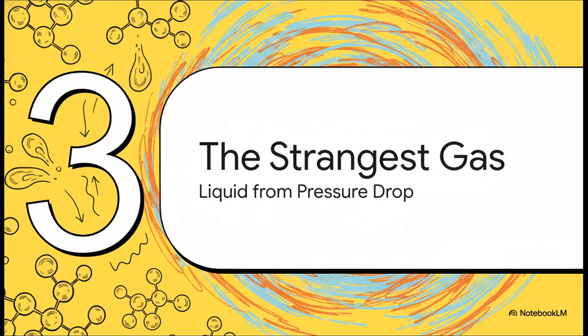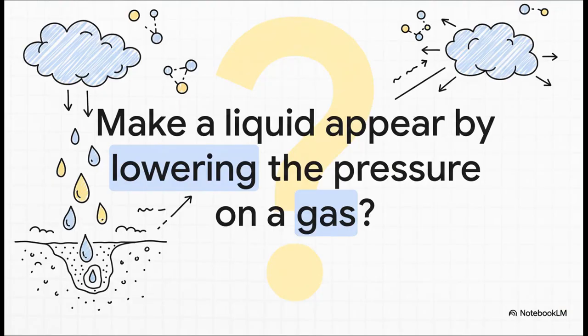So now, let's jump over to the other side of that critical point, into the world of gas reservoirs. And this is where the physics starts to get really, really strange. Honestly, it's a bit backward. Think about this for a second. Normally, if you lower the pressure on a gas, it just expands, right? But what if I told you there are reservoirs out there where lowering the pressure actually causes a liquid to condense and rain out from the gas? It sounds totally impossible, but it is a very real and very important phenomenon.